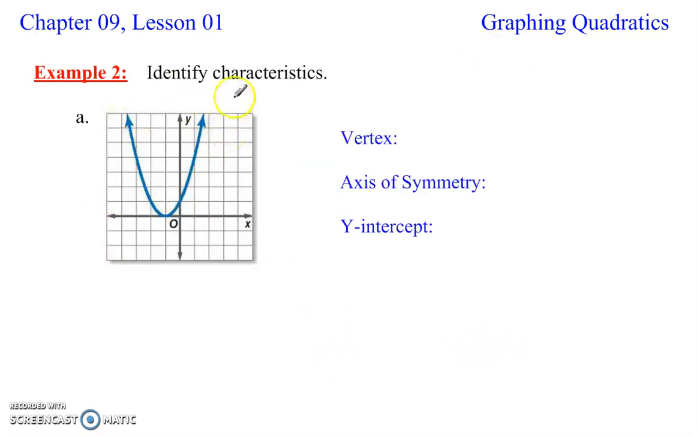All right, we want to look at this and identify a few characteristics. The vertex. Vertex is the lowest or highest point. In this case, it's the lowest point, so that's a minimum. Okay, and that is right here at -1 and 0. The axis of symmetry, where this is mirrored, is this line right here, where x is -1. That's the axis of symmetry. And the y-intercept, where it crosses the y-axis, is 1. Notice the axis of symmetry and the x value of the vertex are the same. We will be using this information later on.